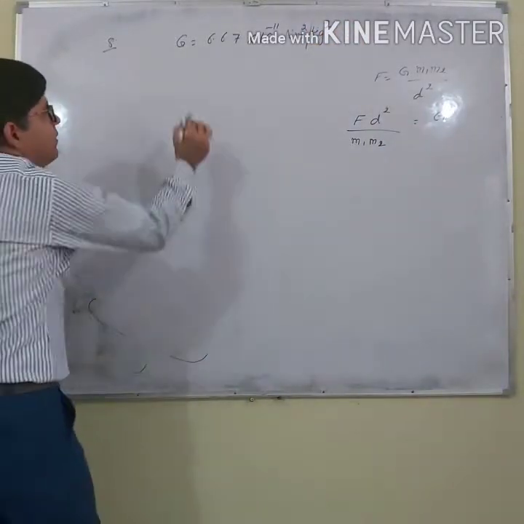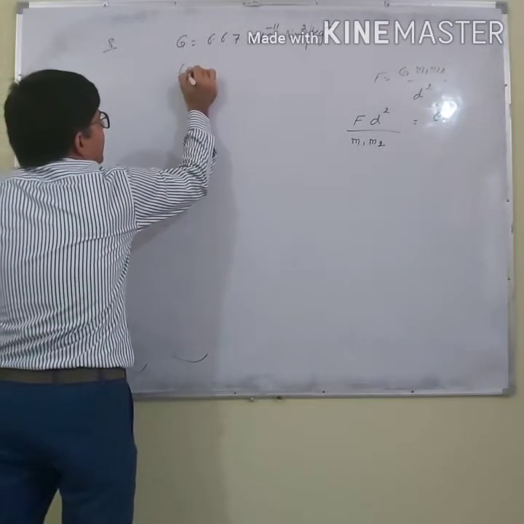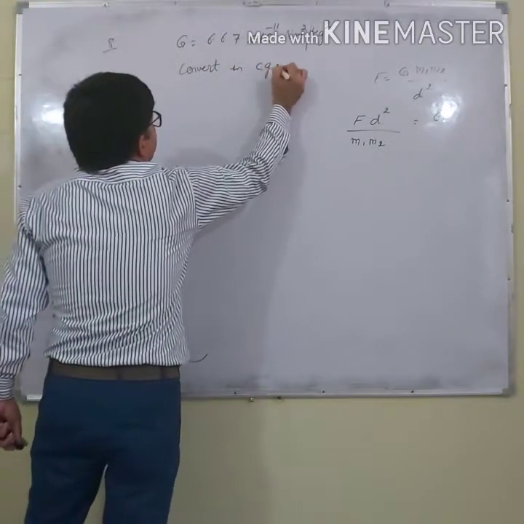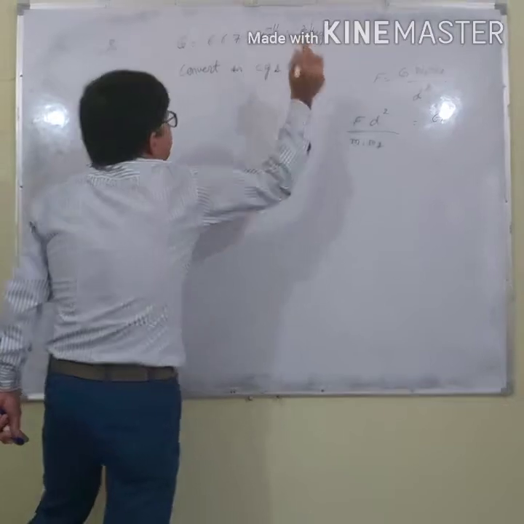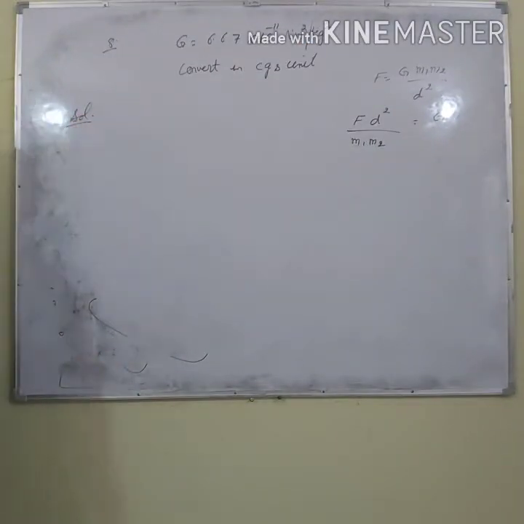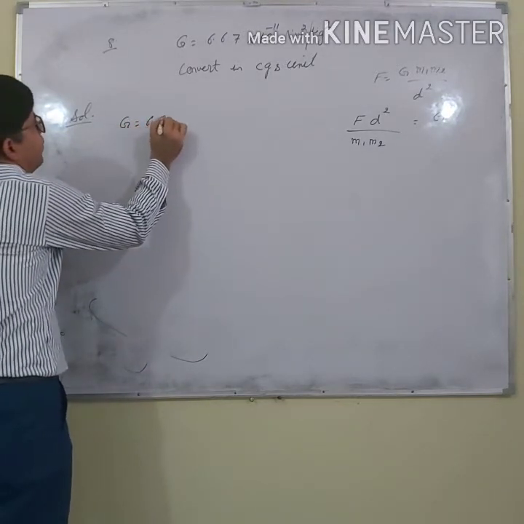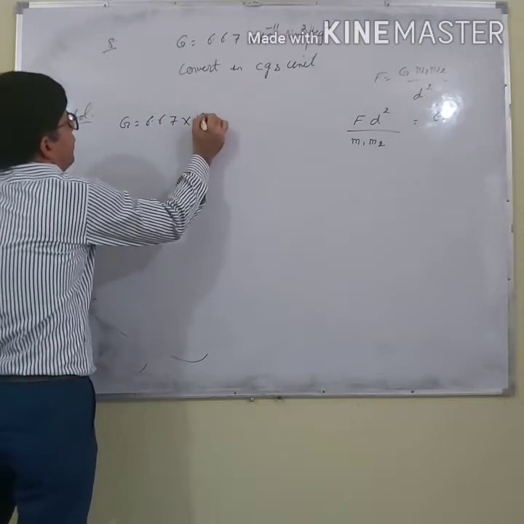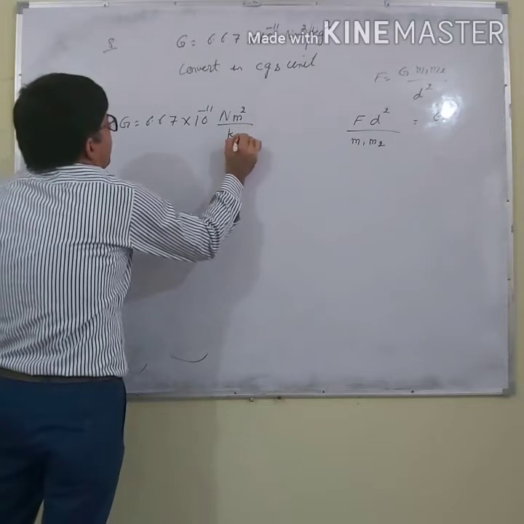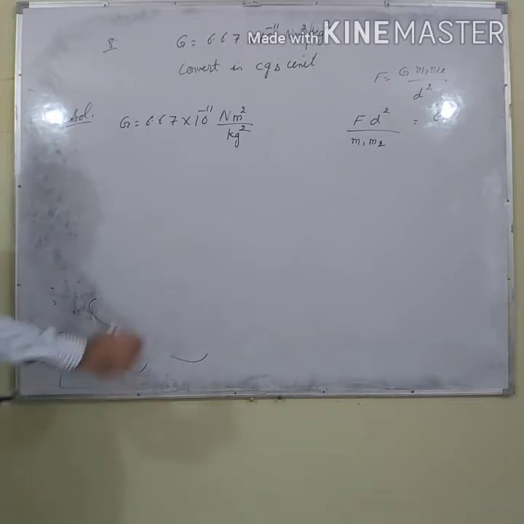My question is, convert it in CGS unit. So let's do the solution. Capital G is 6.67 10 to the power minus 11 Newton meter square per kilogram square. Convert it into CGS unit.